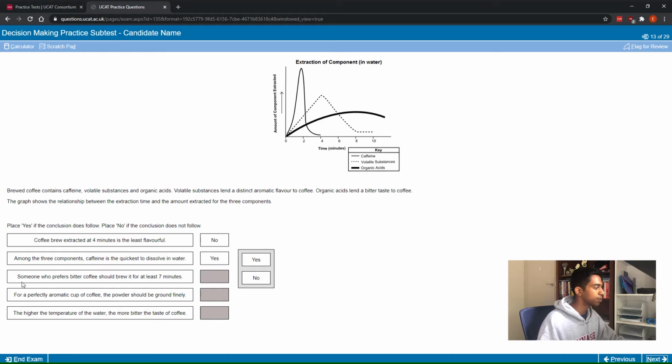Someone who prefers bitter coffee should brew it for at least 7 minutes. So this is about the organic acids. And yes, that is true because organic acids increase a lot after 7 minutes.